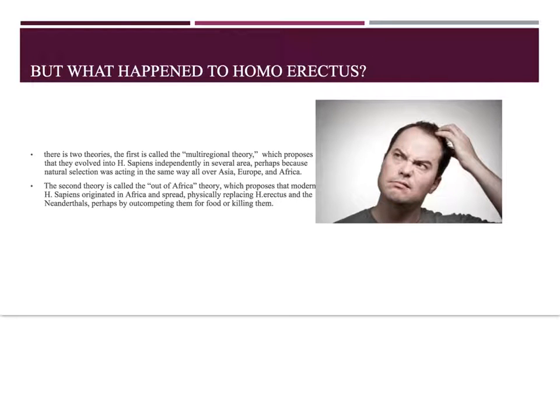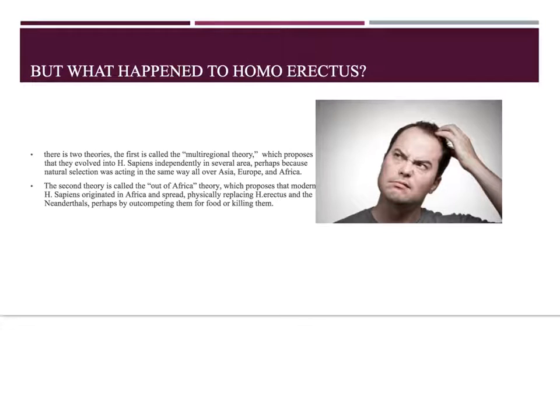But what happened to the Homo erectus, even though they were considered one of the most successful species to ever walk on Earth? There are two theories. The first is called the multi-regional theory, which proposes that they evolved into Homo sapiens independently in several areas, perhaps because natural selection was acting in the same way all over Asia, Europe, and Africa.